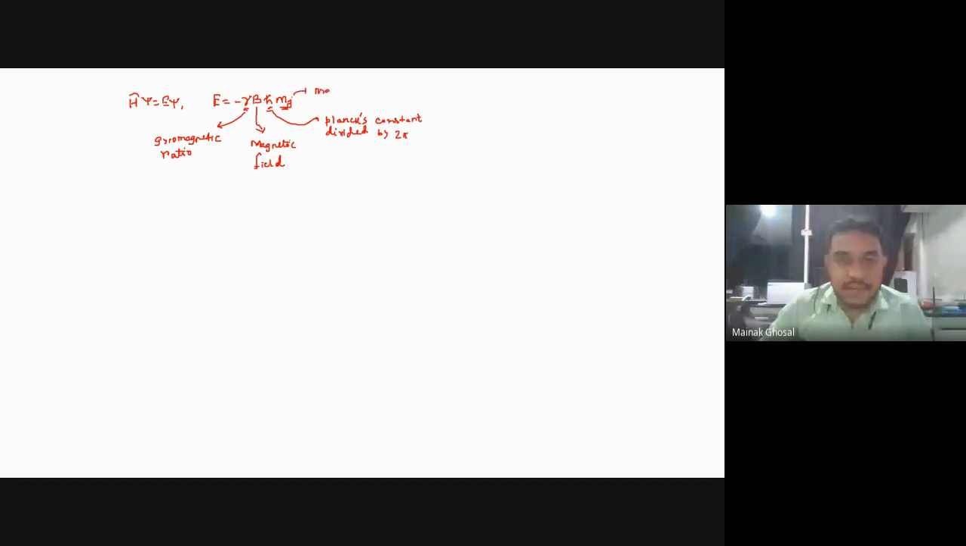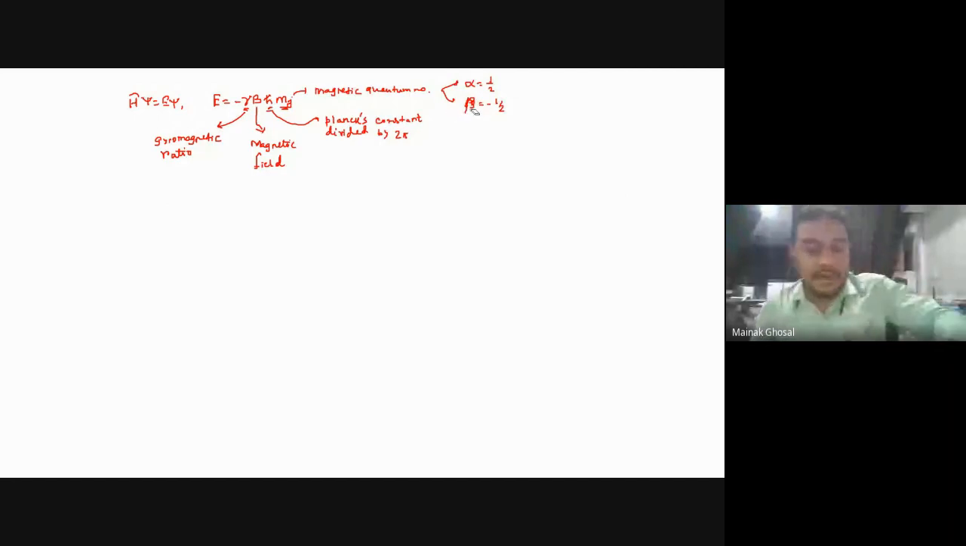This is the magnetic quantum number. What are the magnetic quantum numbers? For alpha it is plus half, and for beta it is minus half. As I told you earlier, for the rest of your life you need to remember that for alpha the spin is plus half, and for beta the spin is minus half.